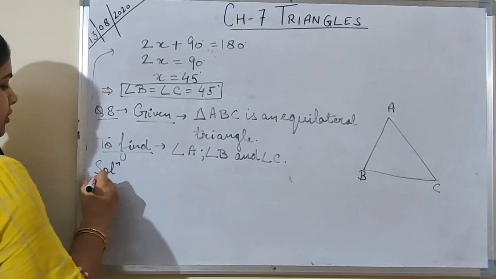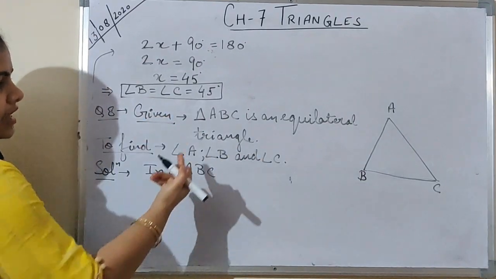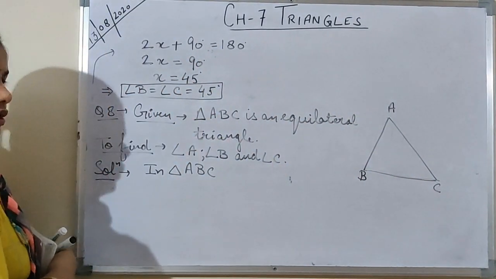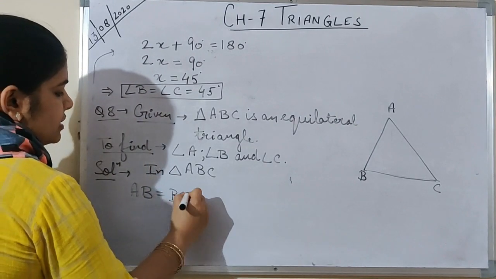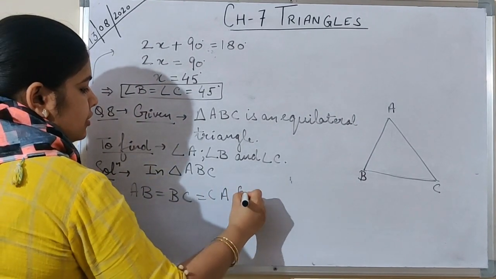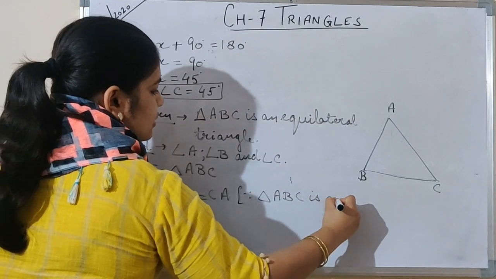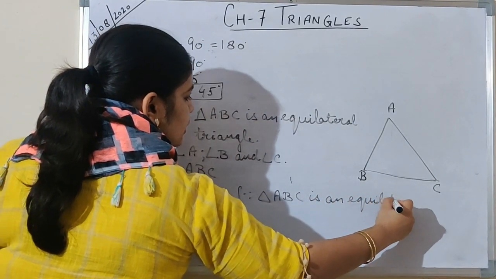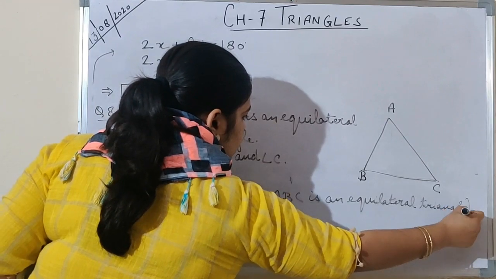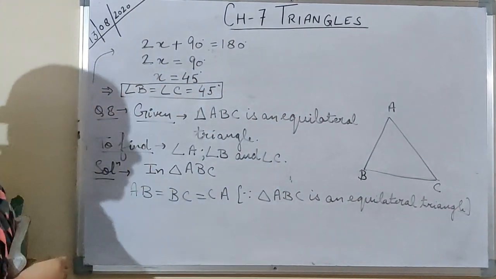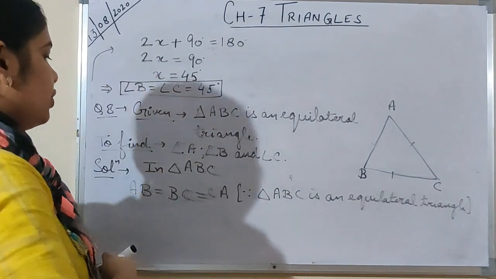Now, if we talk about triangle ABC, as we know that triangle ABC is an equilateral triangle given to us, we can write that AB is equal to BC is equal to CA. The reason you will mention over here is that triangle ABC is an equilateral triangle. This full reason you will write here. After that, if these sides are equal, that is given to us, then what else can we write?